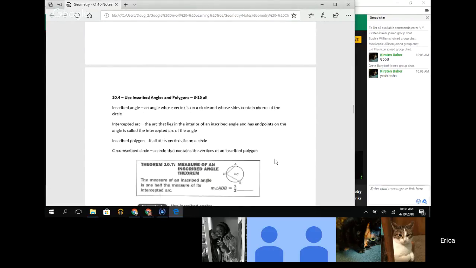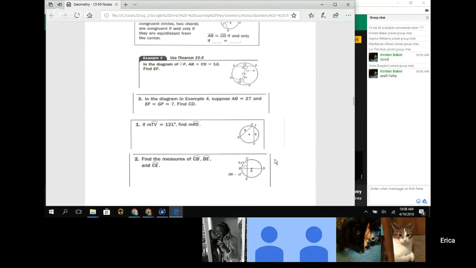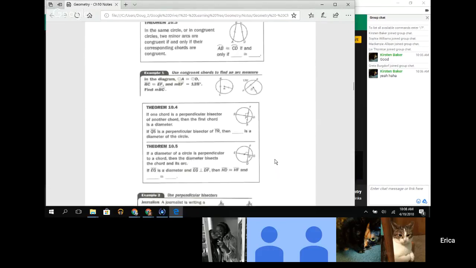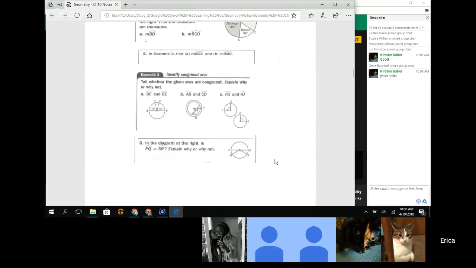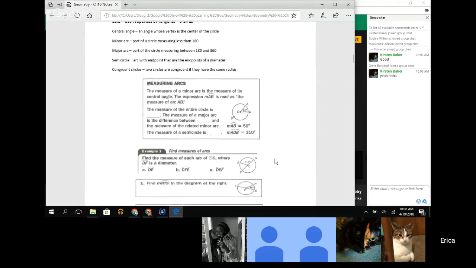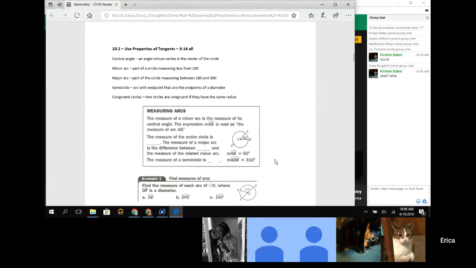So if you remember, just a quick review. If you have a central angle, so kind of warming back up here, right? In 10.2, a central angle is an angle that's inside a circle, right? For example, a central angle meets at the vertex at the center of the circle. So you'll see here, this is a circle. It has a central angle of ACB, which is 50 degrees, right?